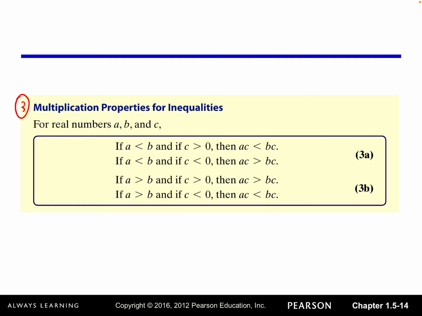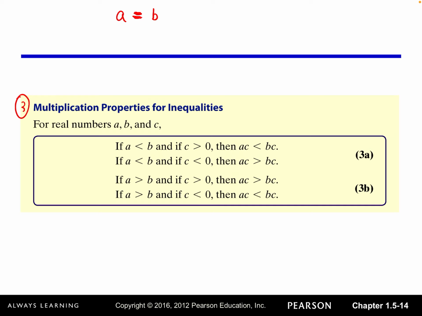The third property we're going to introduce is called the multiplication property for inequality. We assume A, B, C are all real numbers. The multiplication property for inequality is a little bit different from the multiplication property for equations. So where is it different? Let's quickly review the equation case first, so you can distinguish the differences and won't make mistakes.